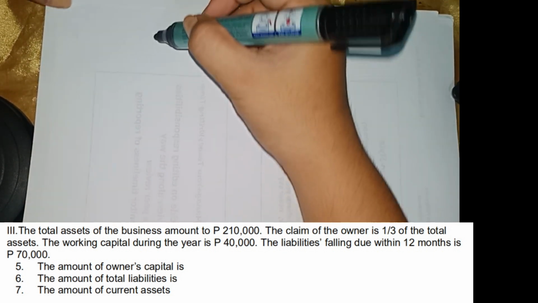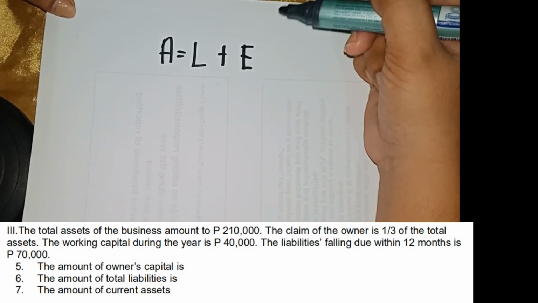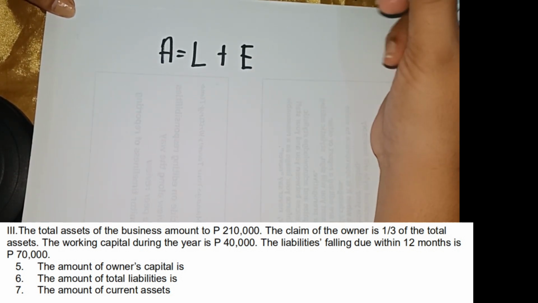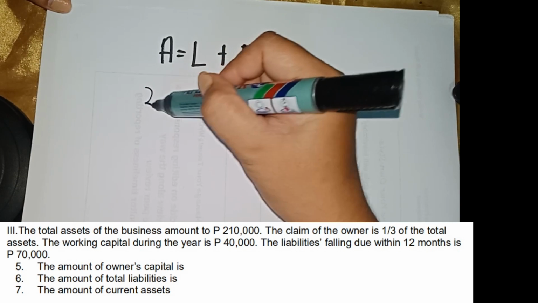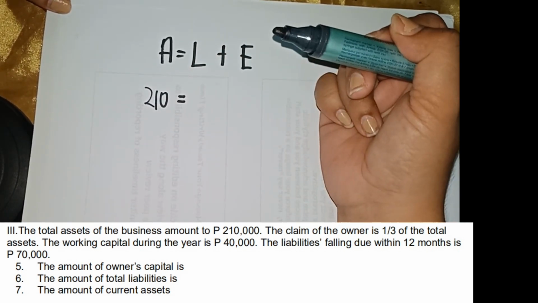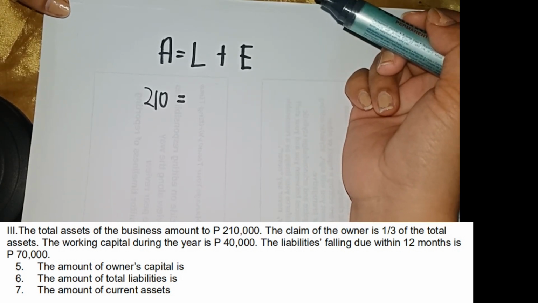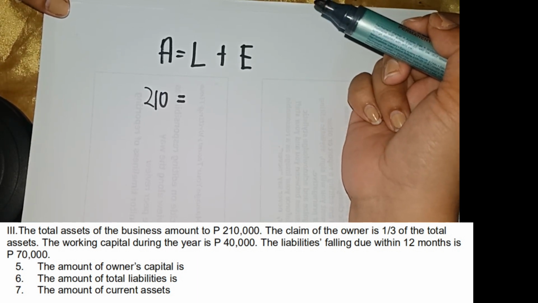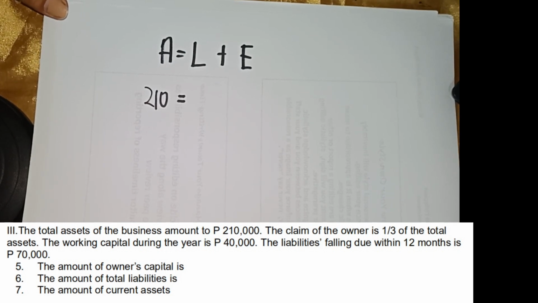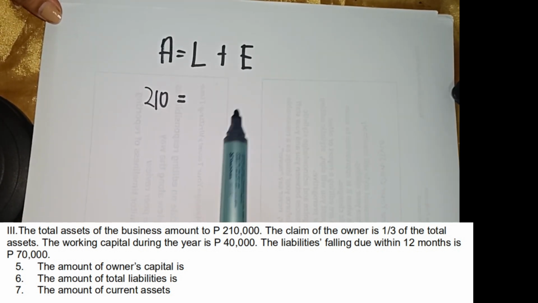Again, basic accounting equation, asset is equal to liability plus equity. Ang question is, how much daw is the owner's capital? We have our given total assets of 210. Tapos, sabi dito, 1/3 daw ang claim of the owner. So, kapag sinabing claim of the owner, capital yun. Kapag sinabing claim of the creditor, liabilities. So, ang given dito, claim of the owner. Kaya, sabi dito, 1/3 daw yung equity ni asset. So, ang 1/3 nito is ang equity.